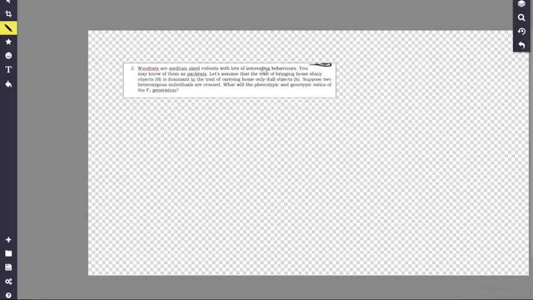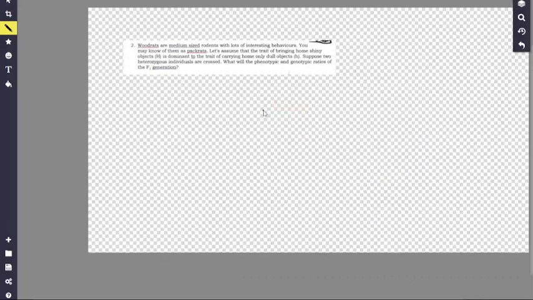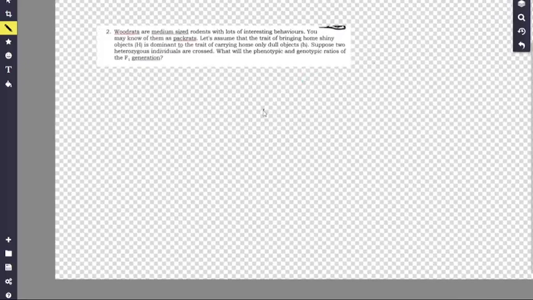Okay, so wood rats are medium-sized rodents with lots of interesting behaviors. You may know them as pack rats. Let's assume that the trait of bringing home some shiny object is H, capital H, and it's dominant to the trait of bringing home some weird dull objects. So now, suppose 2 heterozygous individuals are crossed. What will be the phenotype ratio and the genotype ratio of their offspring?